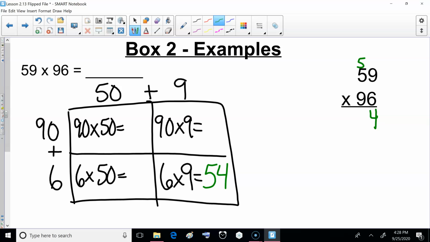So next one we're going to look at is 6 times 5. So we're actually going this way this time. You know, sometimes we go up and down, sometimes we go left and right. It's just making sure we line them up correctly and think about what we're multiplying.